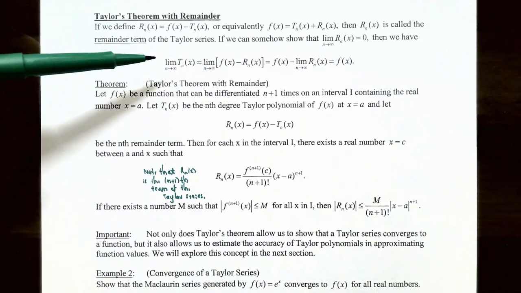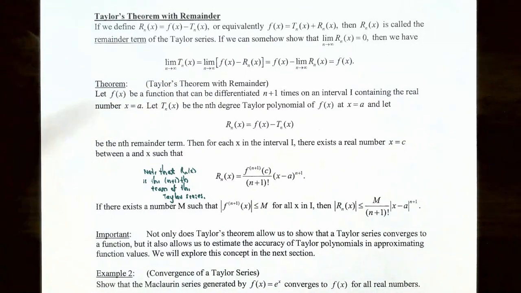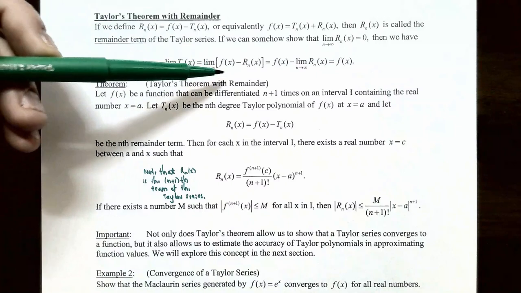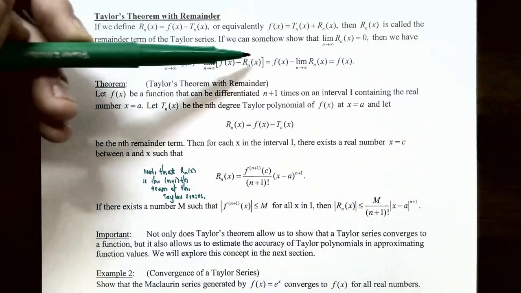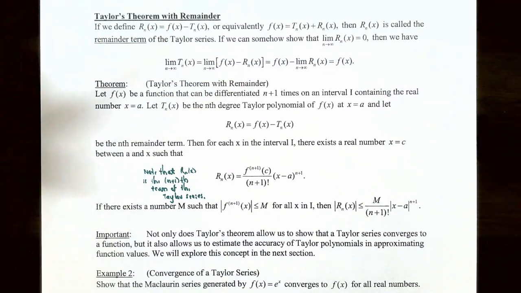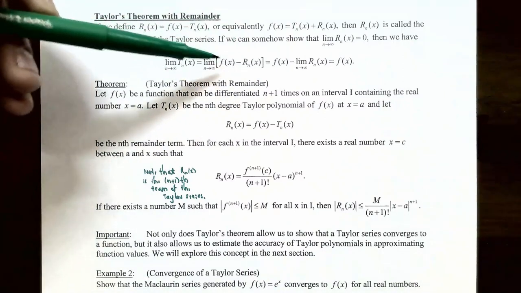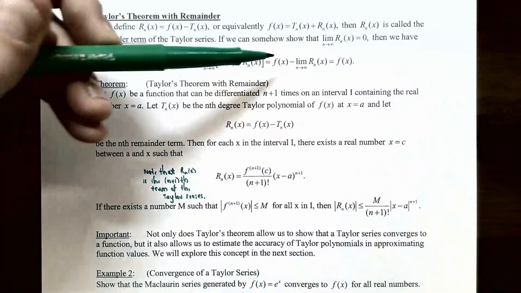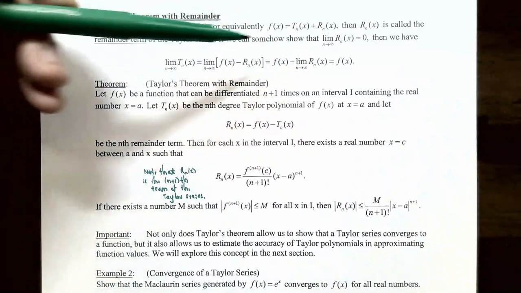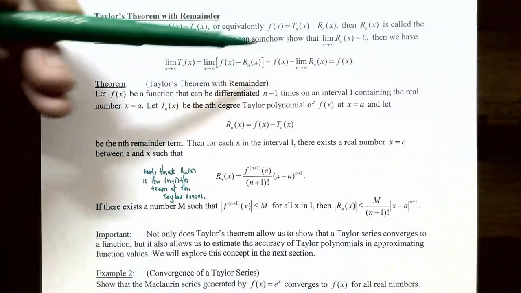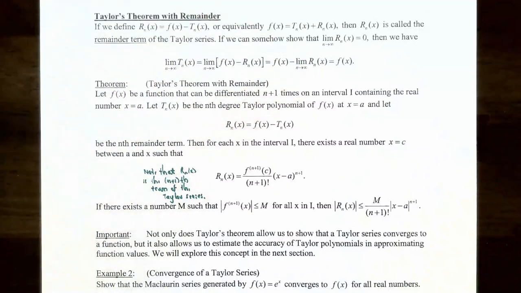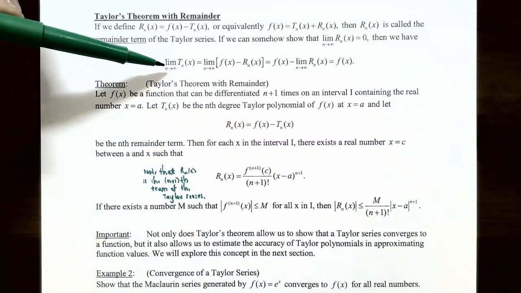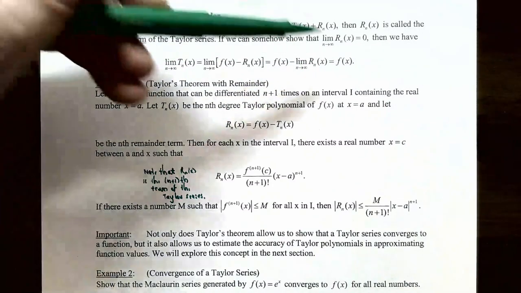The limit as n goes to infinity of the nth degree Taylor polynomial is the limit of your original function f of x subtract the remainder term R sub n of x, which is actually equal to, well, the limit of f of x is f of x as n goes to infinity. It does not involve n, so it's just the original function f of x subtract the limit as n goes to infinity of R sub n of x. If this limit is 0 for the remainder term, then this limit as n goes to infinity of the nth degree Taylor polynomial is just the function f of x.